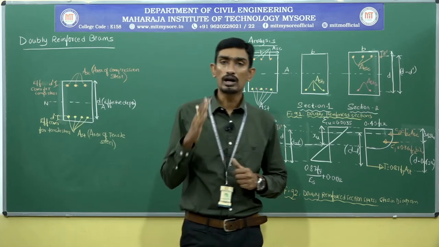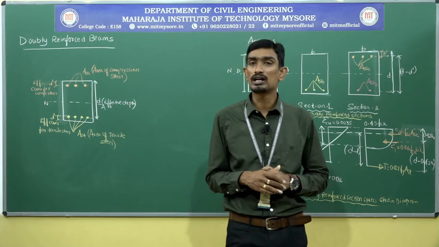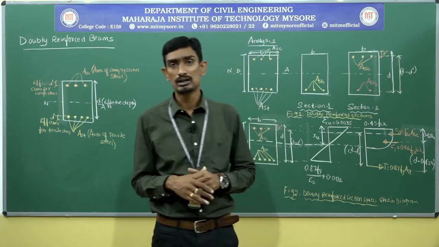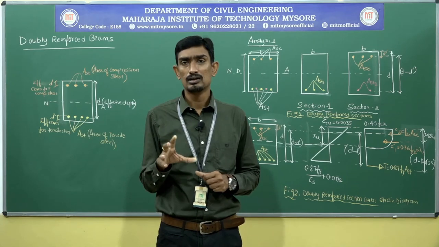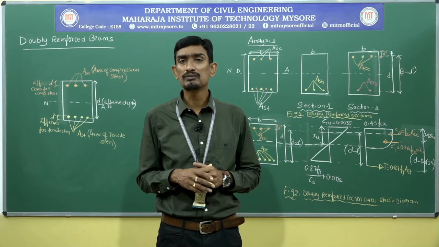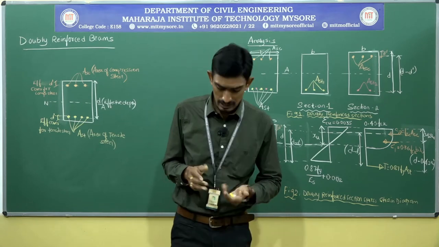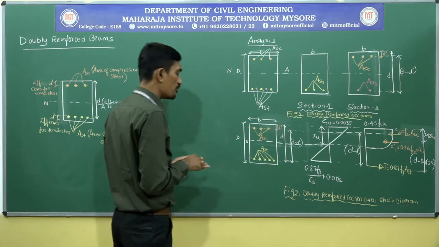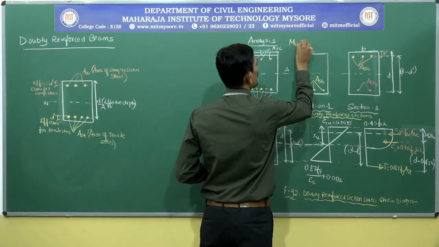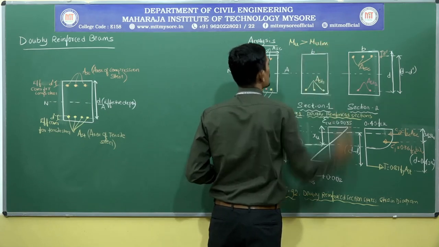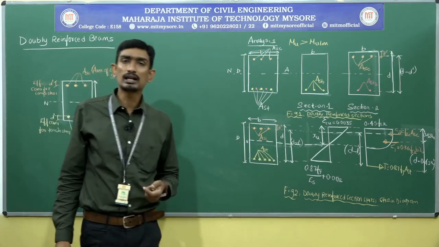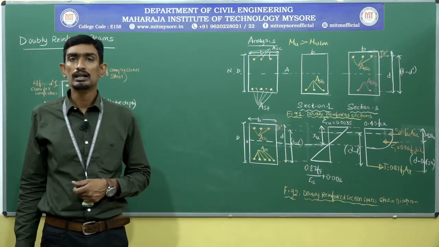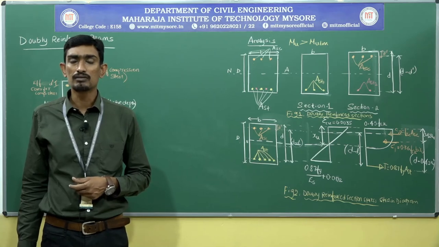So, now we know what a doubly reinforced beam is and why we require it. Now let us get into the analysis part: how the doubly reinforced beam will be analyzed. See, a doubly reinforced beam will usually have an ultimate moment of resistance greater than the limiting moment of resistance. Please keep this in mind. Always, in the doubly reinforced beam, the ultimate moment of resistance will be more than the limiting moment of resistance, or the maximum moment of resistance.